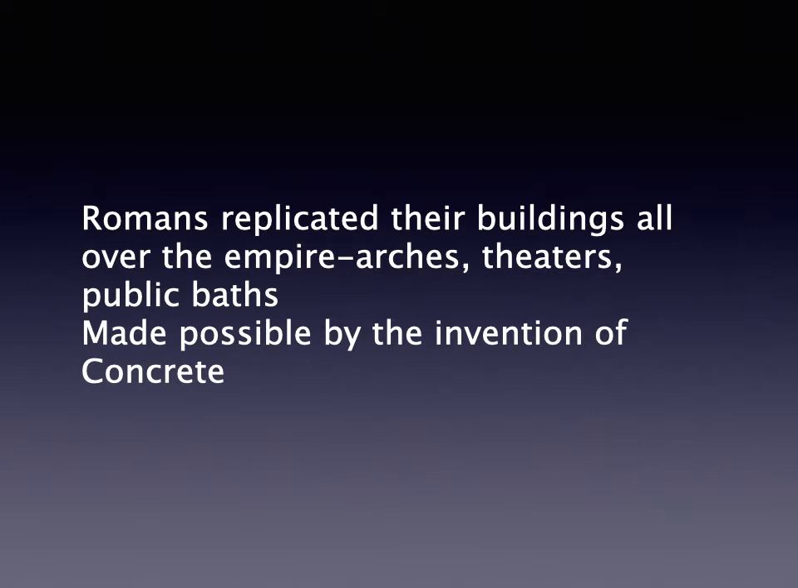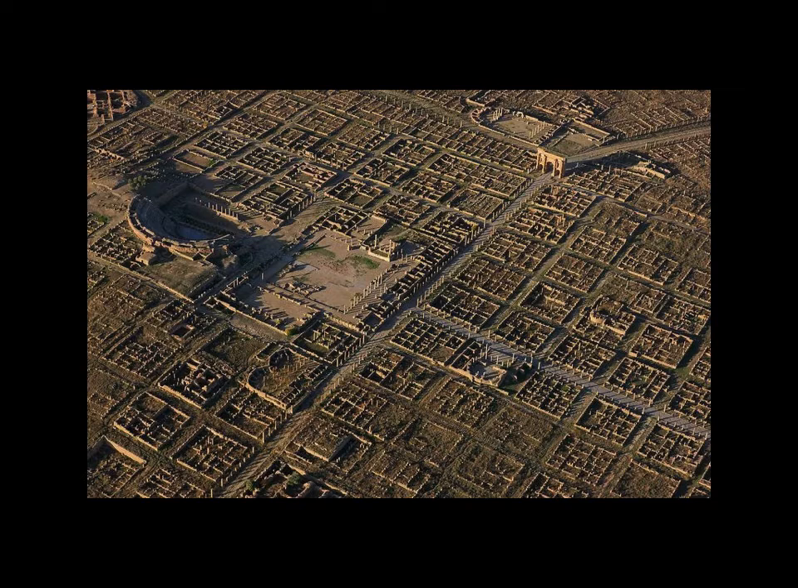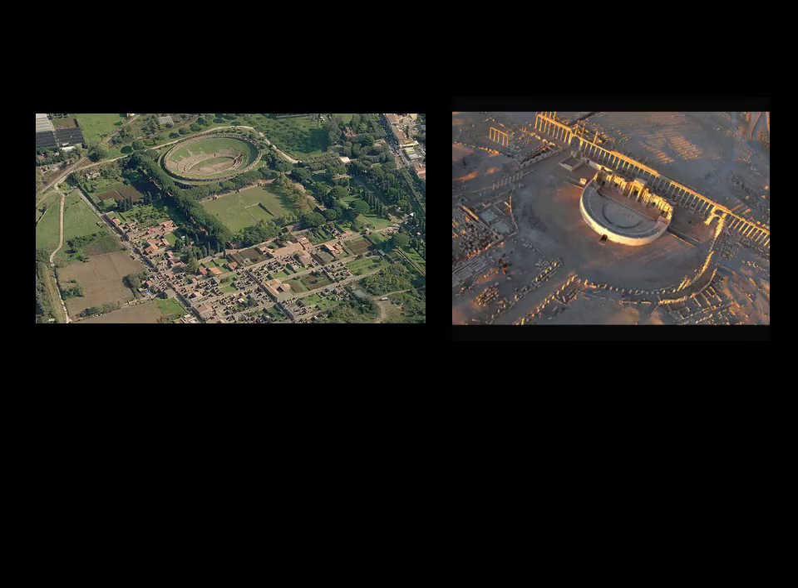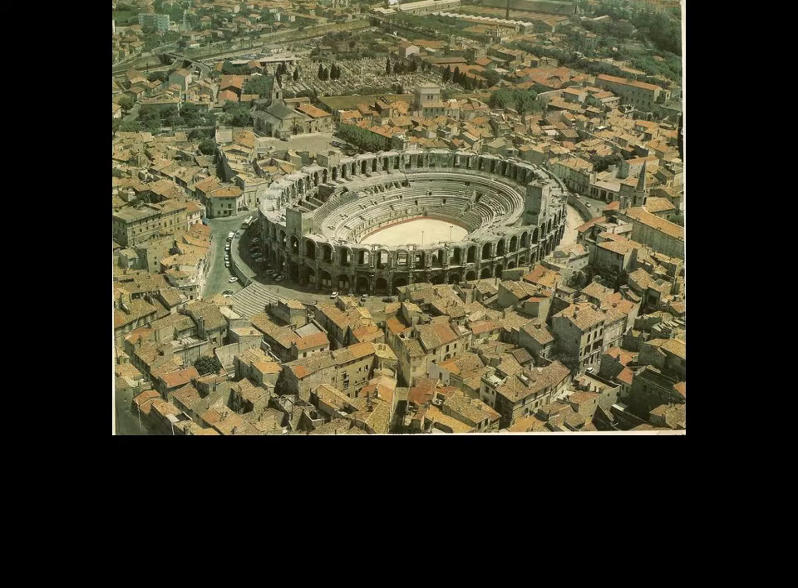Romans replicated these buildings all over the empire: arches, theaters, like the Colosseum. What were they using? What was so important in that endeavor? Concrete. Here we see something known as the Arch of Titus from an aerial perspective. The Arch of Titus is another example of this kind of rounded arch architecture that we see in the aqueducts and in the Colosseum.